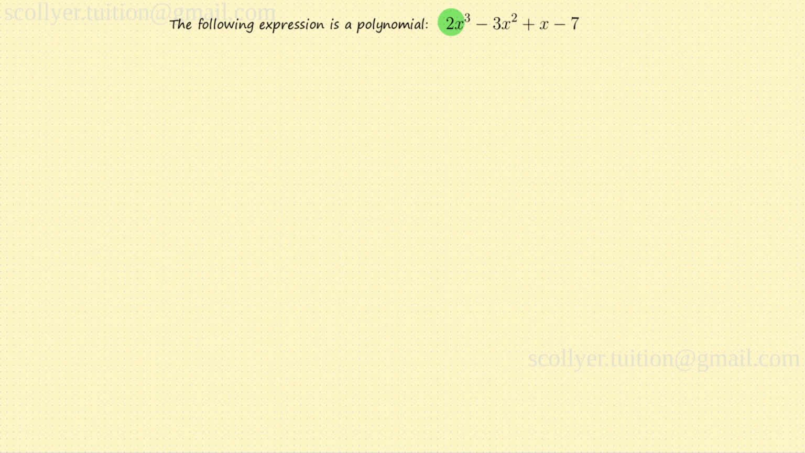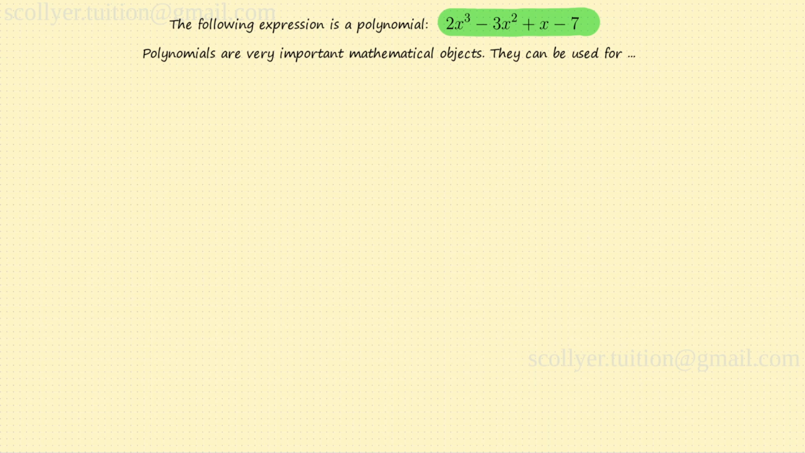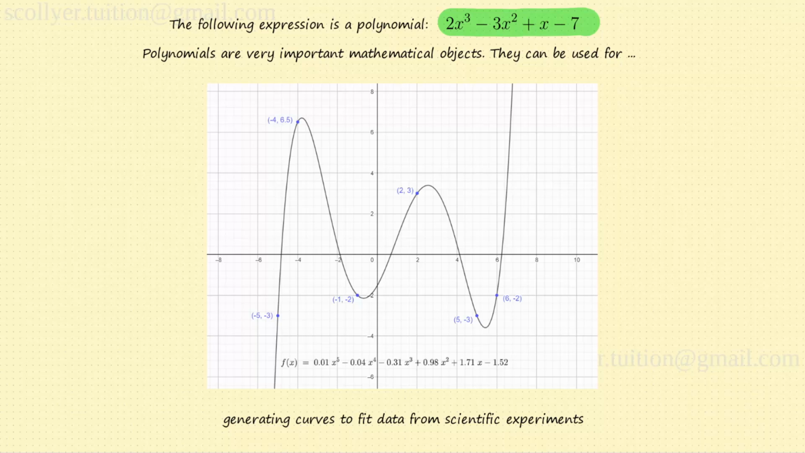The expression 2x cubed minus 3x squared plus x minus 7 is a polynomial. Polynomials are very important in mathematics. For example, they can be used to produce curves that fit data points generated by experiments. Here, the black curve is defined by the polynomial expression shaded in green.